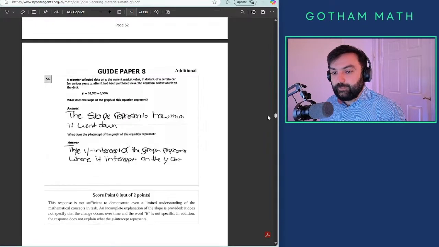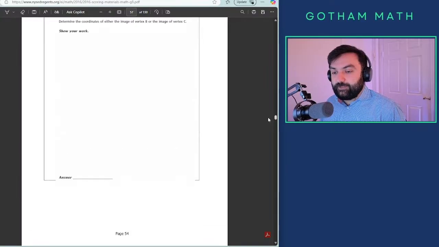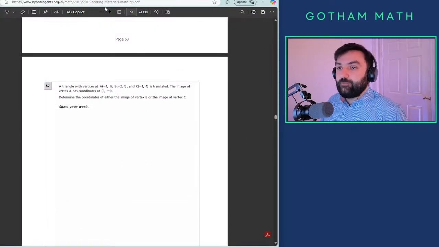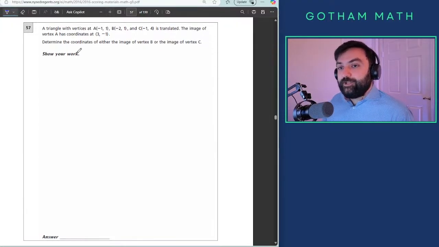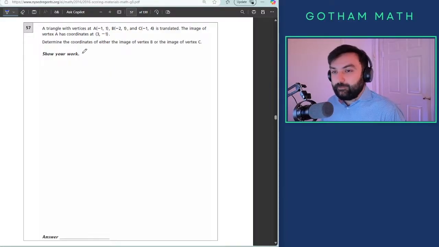Yeah, 57 it is. Okay, so what are we dealing with here, number 57? A triangle with vertices at A, B, and C is translated. The image of A has coordinates at 3, -1. Determine the coordinates of the image of B and the image of the vertex C.